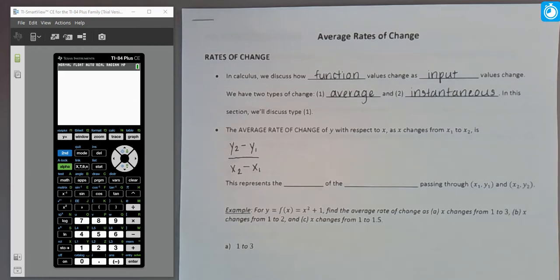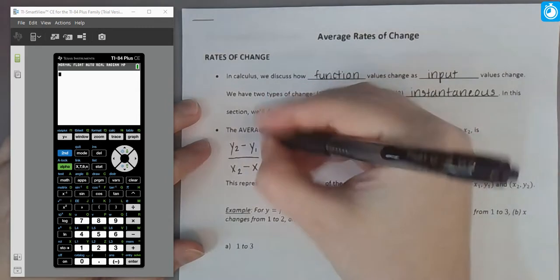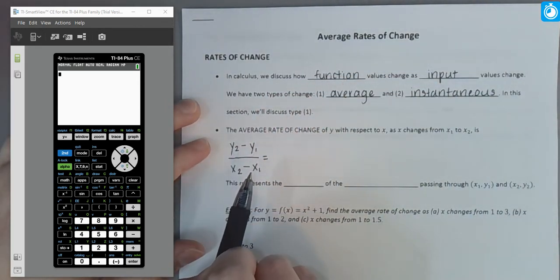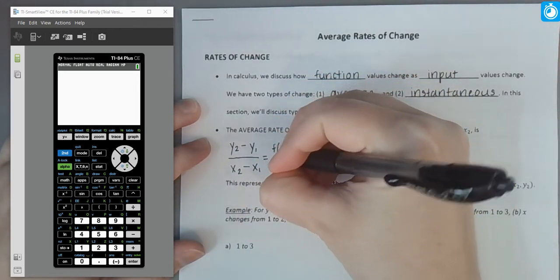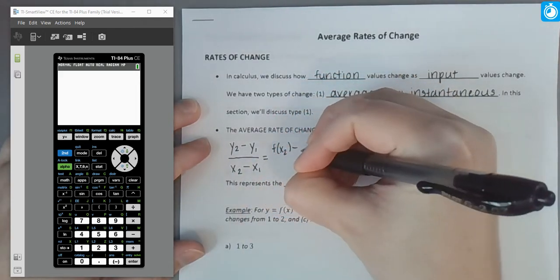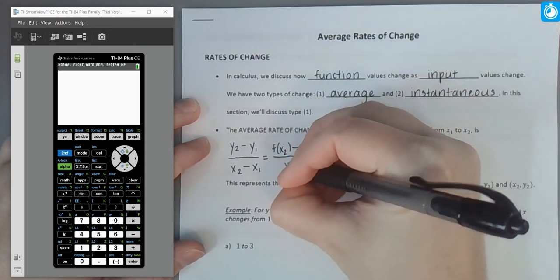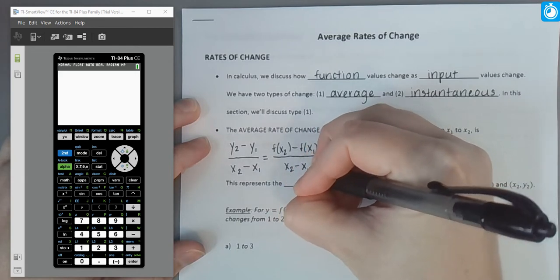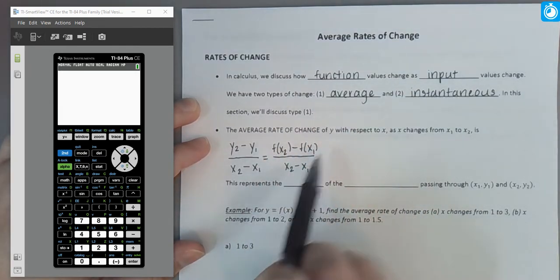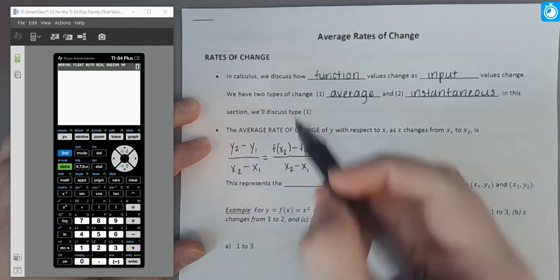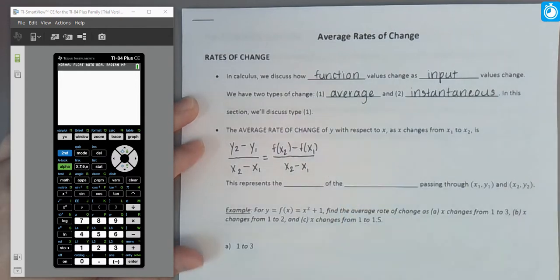Now, if we want to use function notation, which is going to be preferable for us, another way to write this, as opposed to y2 and y1, we could write using function notation as f of x2 and f of x1. And this is going to be the preferable notation for us. So the change in our function values divided by the change in our input values associated with those function values. If we think of that as a rate, then that is going to be the average rate of change as we go from x1 to x2.